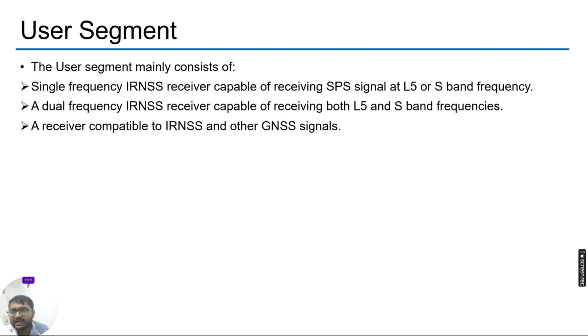Then we have the user segment, which consists of different kinds of receivers. That receiver might be a single frequency receiver or a dual frequency receiver. Single means we are just using one particular wavelength or frequency from the electromagnetic spectrum, whereas in dual we are using two different ones, let's say L5 and S band, simultaneously, which will help us to remove some kinds of error that we will discuss in this particular lecture.